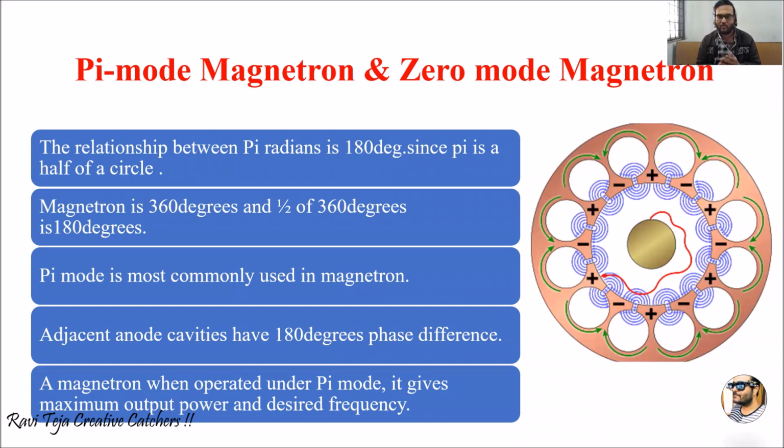Whereas in a zero mode of magnetron, there won't be any phase difference. When there is a zero phase difference, there won't be any output at all. That's why a zero mode magnetron is not used. So either there will be 180 degrees or pi mode magnetron, or if there is no output, it will be called a zero mode magnetron. These are the two modes where the magnetron works.